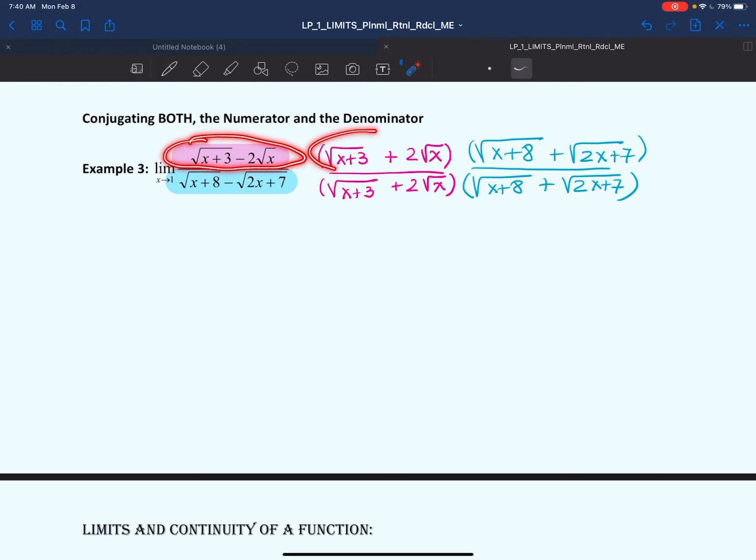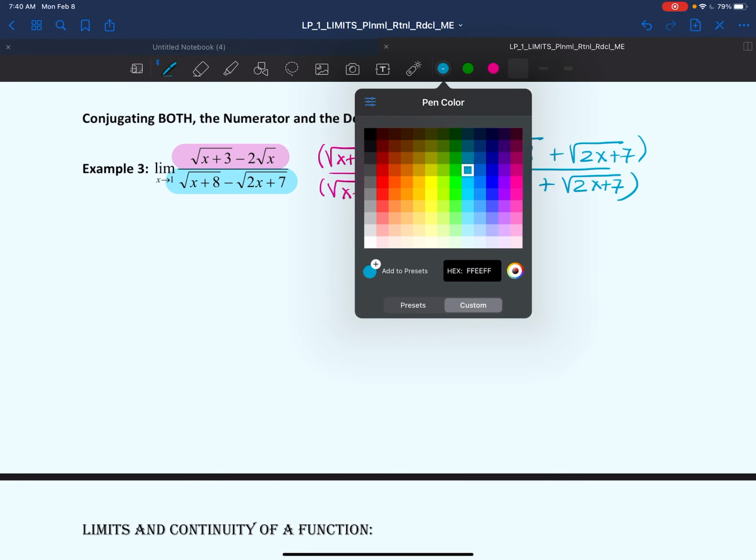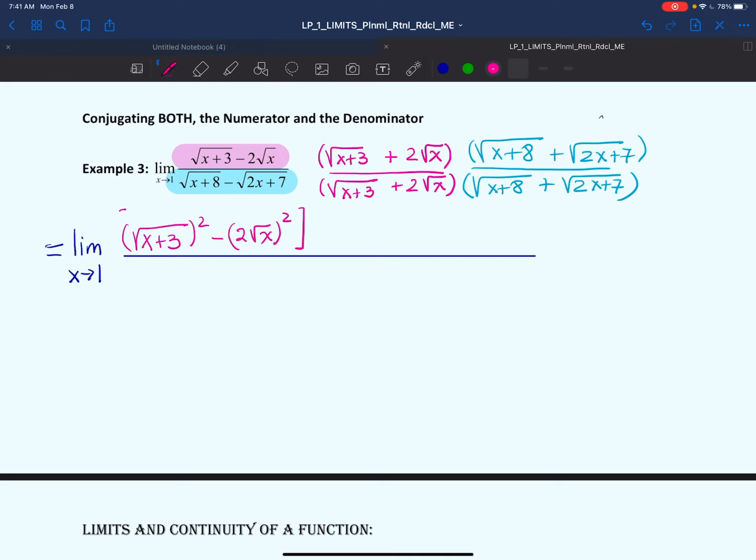So these two will multiply to give difference of squares. So here we go. We're going to say that this would equal the limit as x approaches 1. Long line here now. I want to bring everything in one rational expression. So we have root of x plus 3 squared will give x plus 3. And then minus 2 root of x squared. So that's the product, okay?